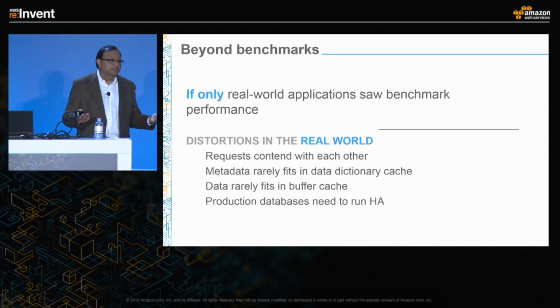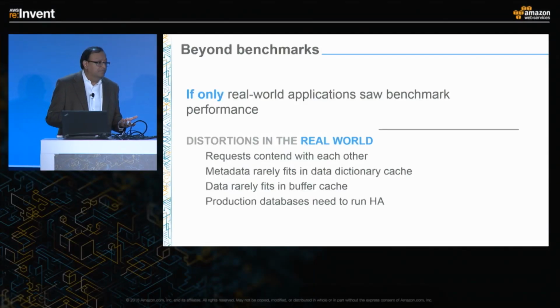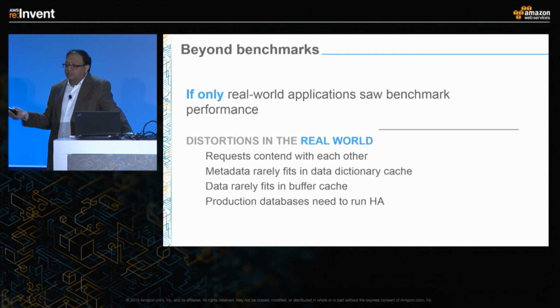For example, requests contend with each other. Metadata rarely fits in the data dictionary cache, so you have to go out to disk. Data pretty much never fits entirely in RAM, so you have to go out to disk there as well. And production databases need to run HA, high availability. You aren't going to run something on a single node, and HA takes overhead. What I'm going to show you over the next few slides is how we're doing with respect to some of these criteria relative to traditional MySQL 5.6.